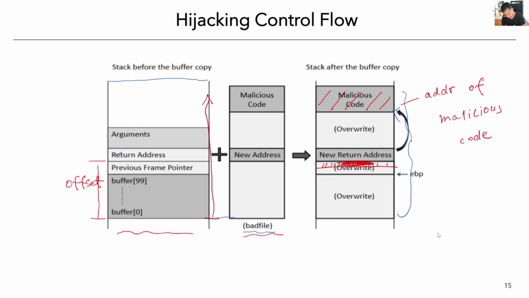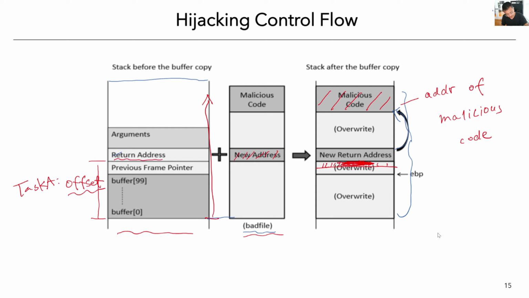Okay, so the first task, task A, is to find the offset from the buffer to the return address. When we know this offset, we can put the new return address at the proper location. When the buffer is copied to the target buffer, to the destination, it's going to override the return address.